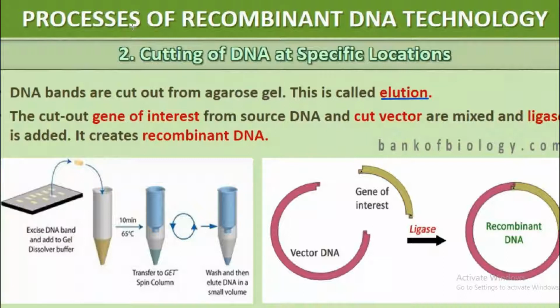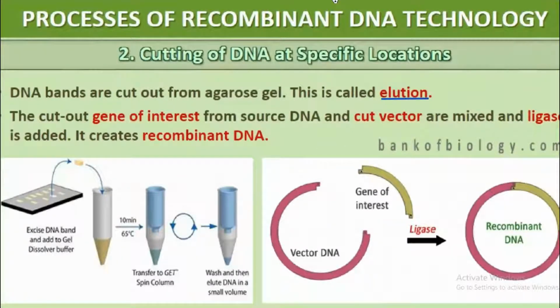Then, the cut out gene of interest from source DNA and cut vector are mixed and ligase is added. It creates recombinant DNA. That means by using the agarose gel electrophoresis, the DNA fragments are separated. The next process is the formation of the recombinant DNA.